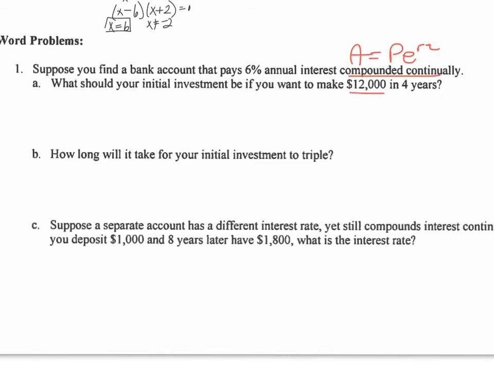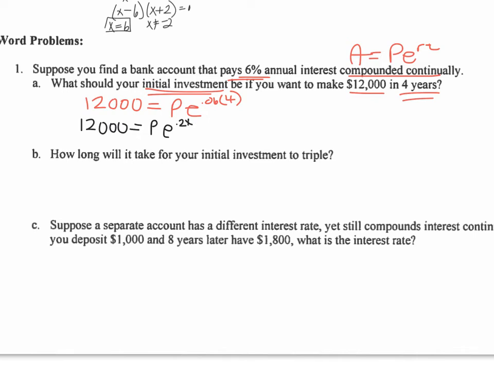So if I want to make $12,000 in 4 years, that's how much money I want to make, so that's A. My initial investment is P. I don't know what P is. But now I have e to the r, where r is my interest rate, so it's 0.06, times t, which is 4 years. Remember, t has to be in years. If it's in months, you have to figure out how many years that is. So 0.06 times 4 is 0.24. Now I have 12,000 equals P times e to the 0.24 power.